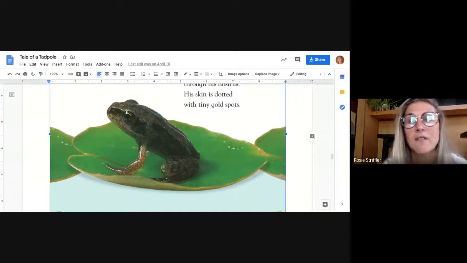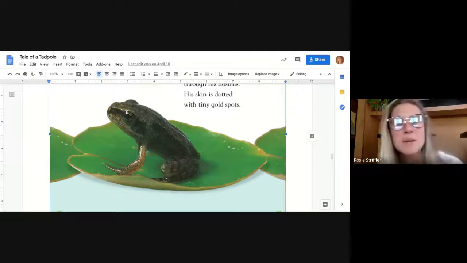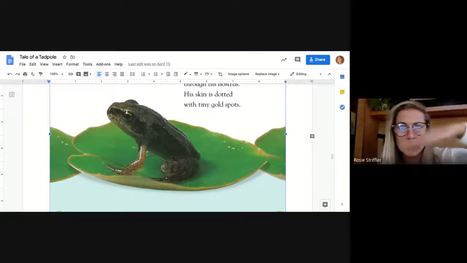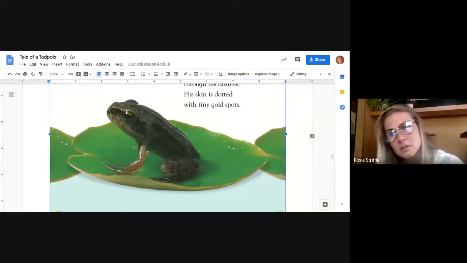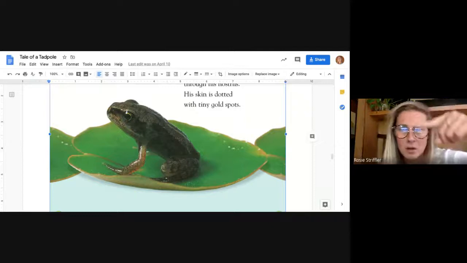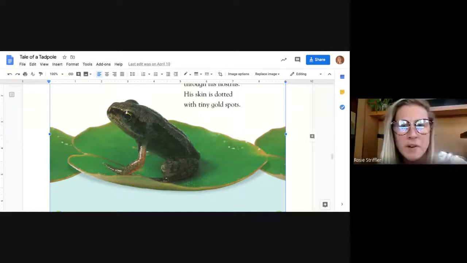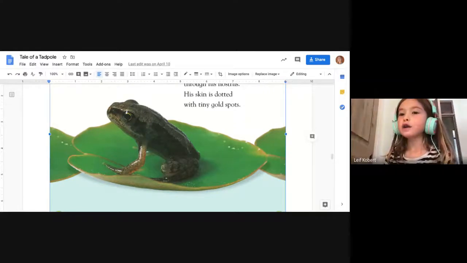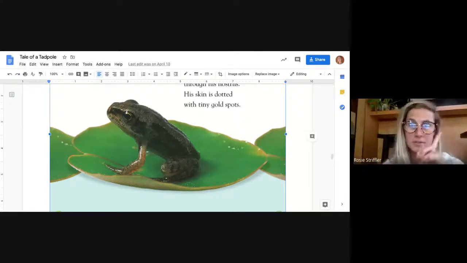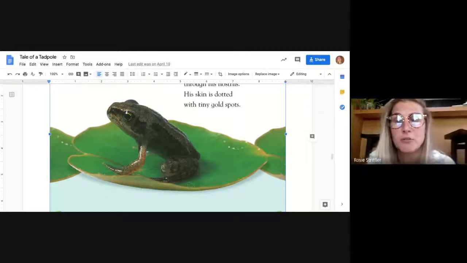Yes, lily pads are very important to frog life. If there wasn't a lily pad, there might be a stick or other things where they like to jump on or go underneath. How can a frog both live outside of the water and in the water? Does anybody know? Leif. Because they can have lungs and gills. Yes. So will they breathe also through their skin?